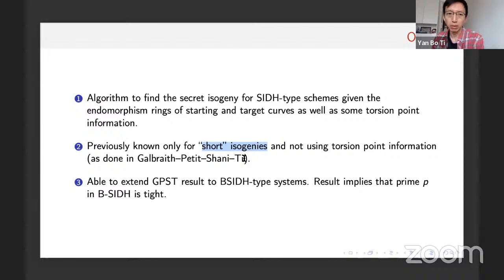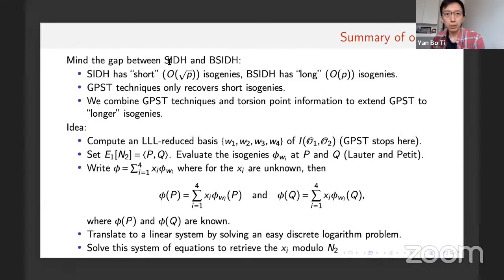So in this paper, what we do is that we extend this GPST result to B-side type systems. And what we actually show is that the prime P in B-side is tight. So roughly speaking, there's a gap between SIDH and B-side that we bridge in this paper.